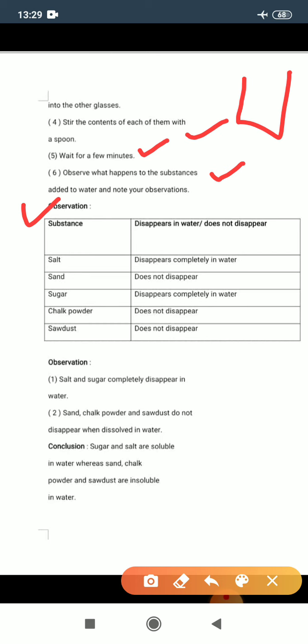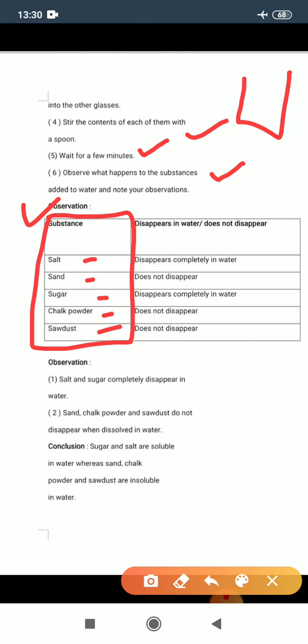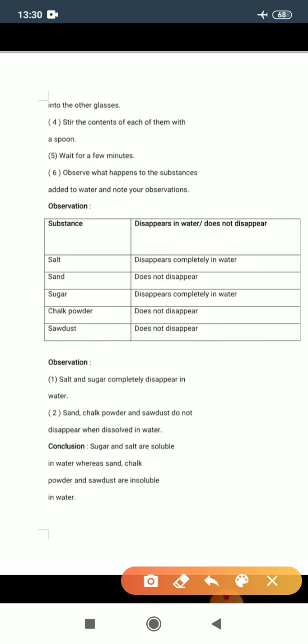The next step of the experiment is observation. Now, as per the apparatus we had taken, I have made one table here. In that the apparatus has written over here in first column, and in second column the substances are whether they disappear in water or do not disappear. Disappear means they were soluble in water, and does not disappear means they are insoluble in water. So let's see.